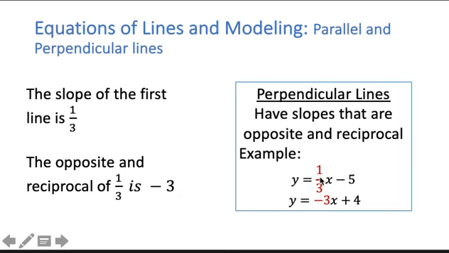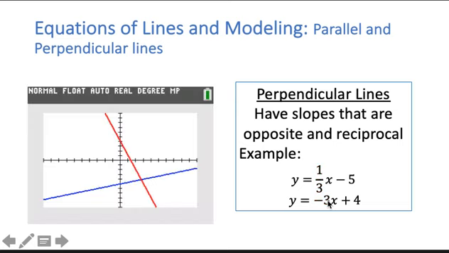So these 2 slopes, they're opposite, one's positive, one's negative, and they're reciprocals. This is 1/3 and that's negative 3. So they're opposite and reciprocals. Look at the graph of these 2 perpendicular lines. These perpendicular lines are going to intersect and form a right angle.